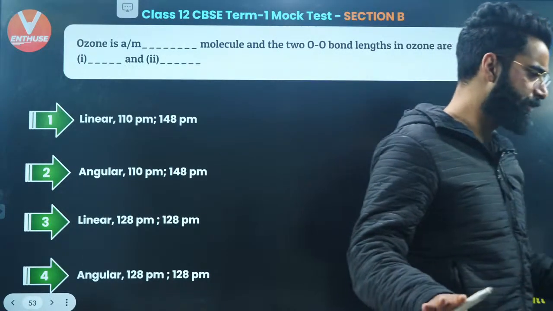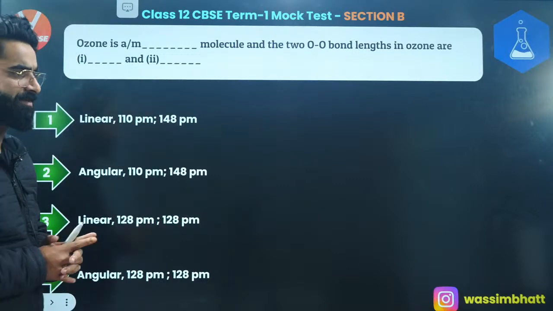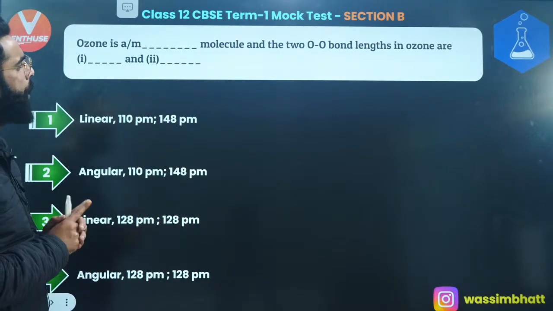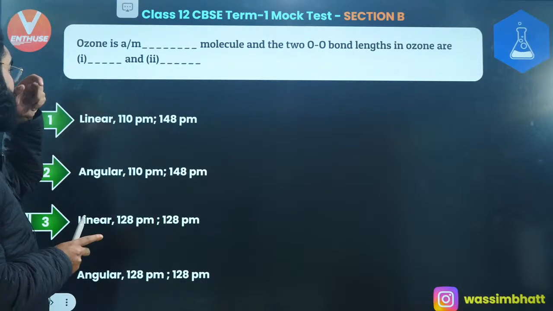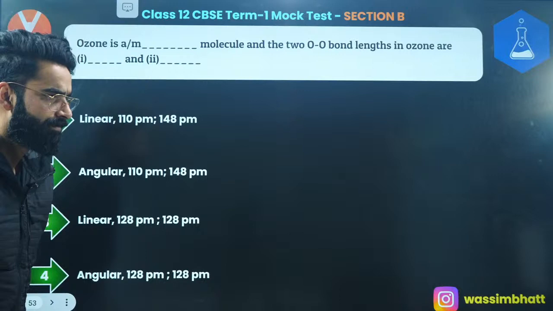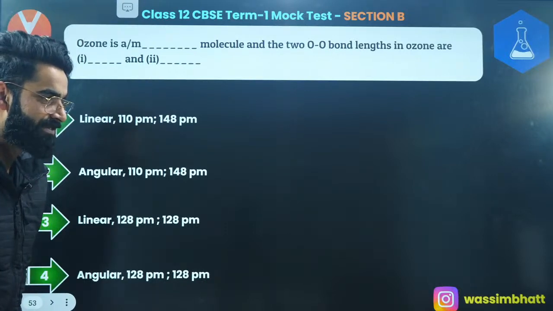Okay, very simple and basic question. Every one of you must answer me this one. Ozone is a dash molecule, and the two O-O bond lengths in ozone are 1 and 1 respectively. What is it? Well, I can see the majority of the students are getting the correct answer.